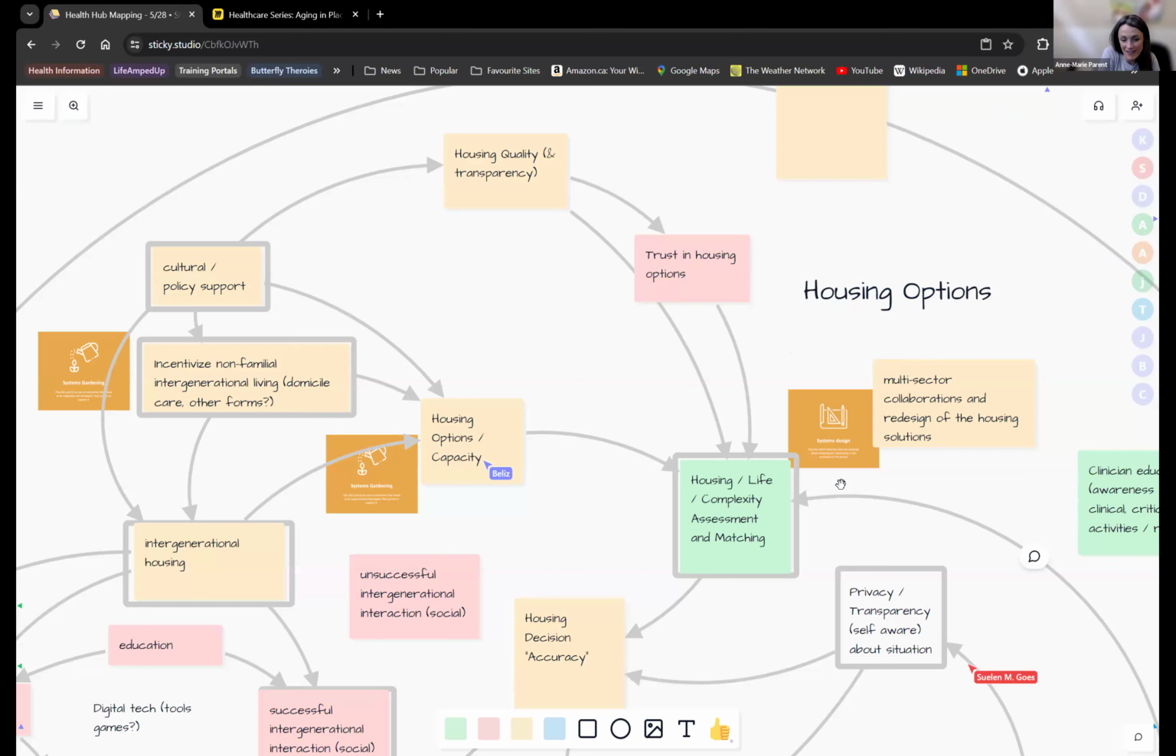No, thank you. And I think it aligns with what we were talking about earlier about how we find solutions, because some of the solutions are outside of healthcare. When it comes to housing, that's definitely not a healthcare problem per se, but it has a lot of impact on the provision of healthcare service. So that's multi-sector collaboration and redesign of housing solutions. And I think it's another example of something that is done locally.